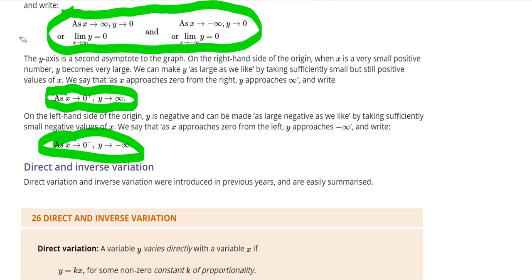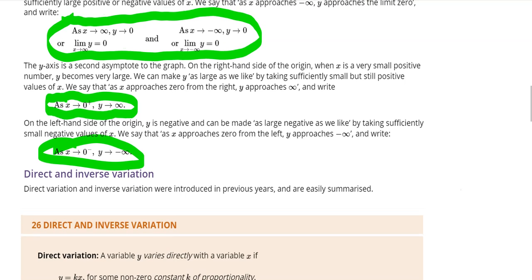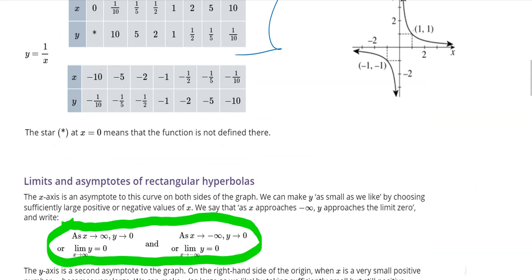Questions? No? They're just two different situations. The one on the left is describing the right side of the graph, and the one on the right is describing the left side of the graph. So they're not necessarily descriptors of the asymptotes. They're descriptors of the function, describing the nature of the function.